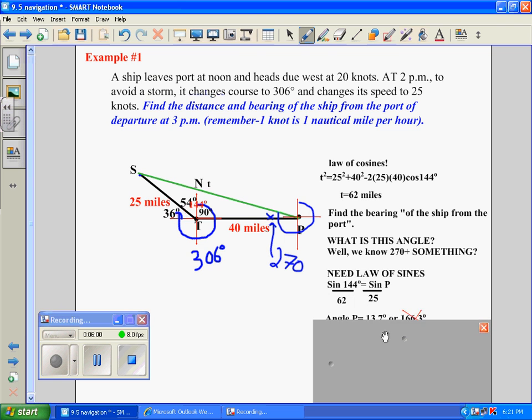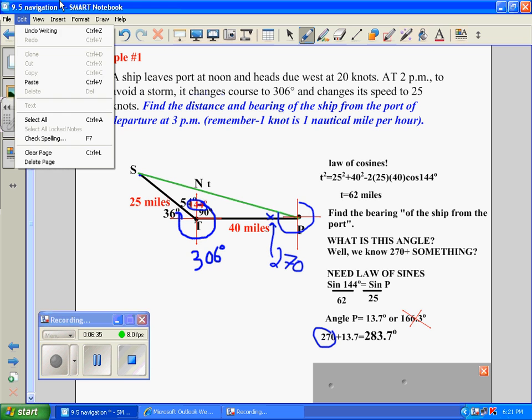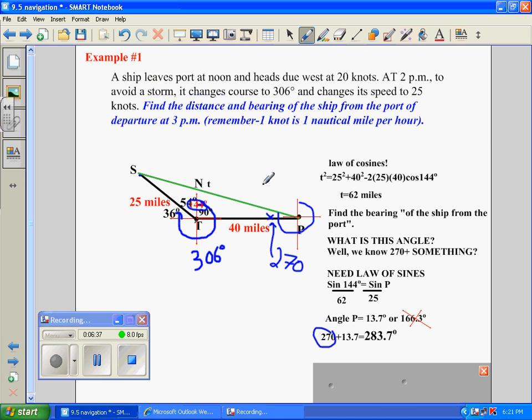Well, let's do the law of sines. And here's how I set it up. Sine of 144, that's the 90 and the 54 added together, all over 62, equals sine of P over 25. Now, how do you figure out the angle P? You're going to cross multiply, and you're going to get angle P is 13.7 or 166.3. Remember, you have to test the reference angles. Make sure you test both values. Don't forget to add it to 270 degrees. Very important. Please take a moment to make sure you can do that.